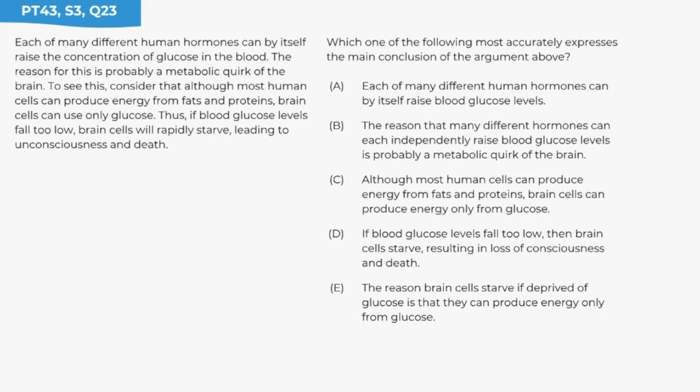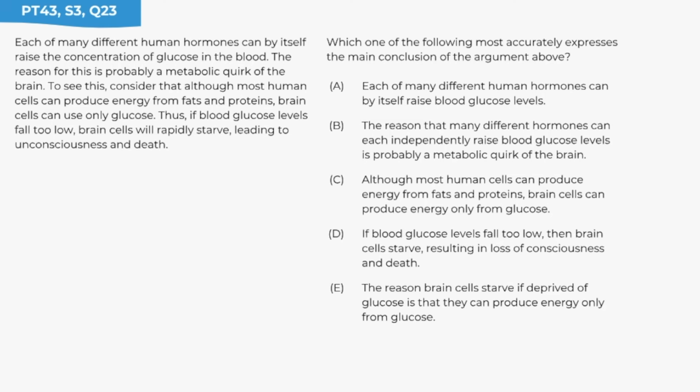In this case, this is actually a pretty clever argument. That first sentence sets out a phenomenon that we witness in the world. Each of many different human hormones can by itself raise the concentration of glucose in the blood. The really important language that follows that is the reason for this. So that second sentence represents an explanation for how or why that first sentence occurs. And then you see the language that follows the second sentence. It says to see this, consider that although, so basically everything that comes after that is the evidence for why theirs is the right explanation.